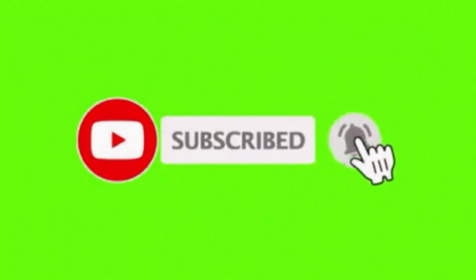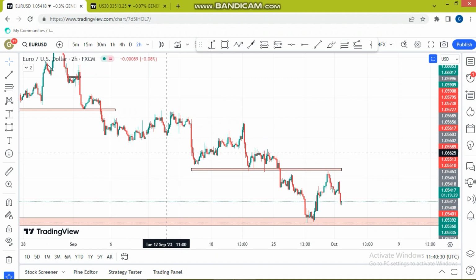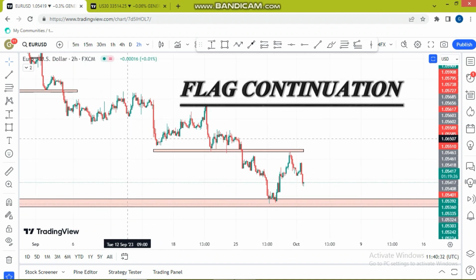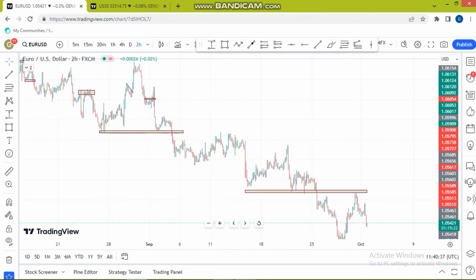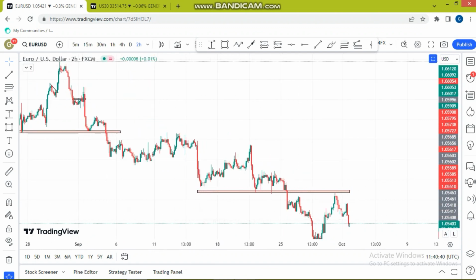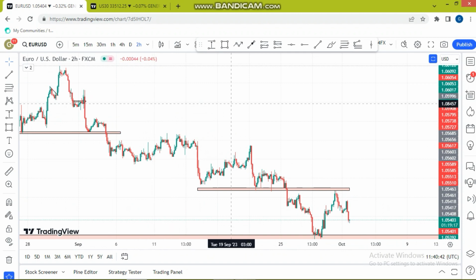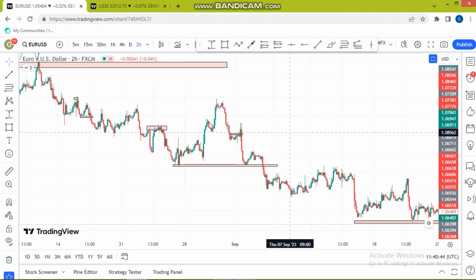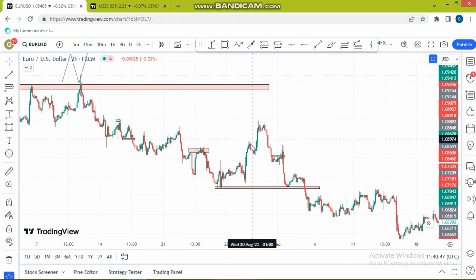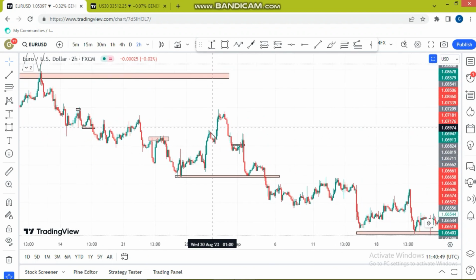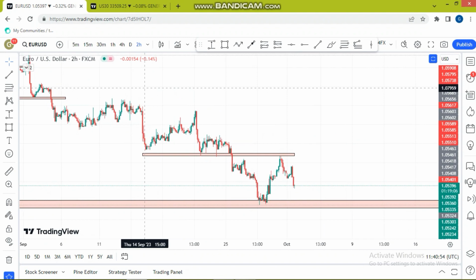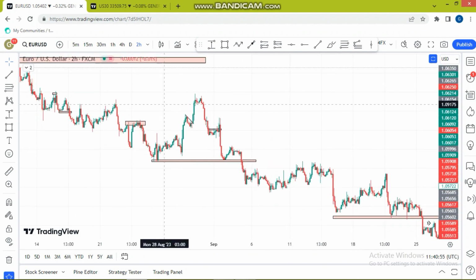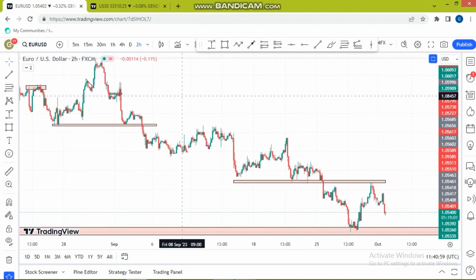Now, the number 1 trend continuation pattern we're talking about is the flag continuation. All right, flag continuation. What you need is a trend. You just want to be sure that there's a trend, and as you can see right there, this is a very bearish downtrend happening right now. So what are you looking for? You're looking for continuations, since it's in a trend, so you can trade.